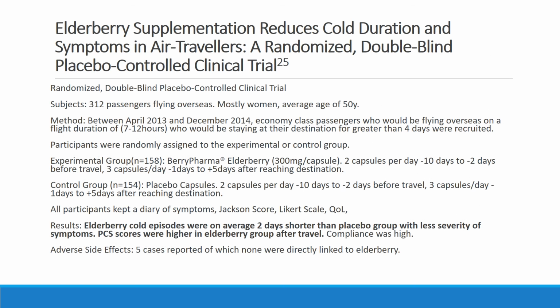This last study considered the use of elderberry in reducing cold duration and symptoms in overseas air travelers. I consider this study because it is a quality research trial and because cold and flu symptoms often overlap. The focus of this study was symptoms, and definitive diagnosis of flu versus cold was not conducted. In this study, 312 economy passengers were recruited who would be flying overseas on a 7+ hour flight and would be staying at their destination for at least 4 days.